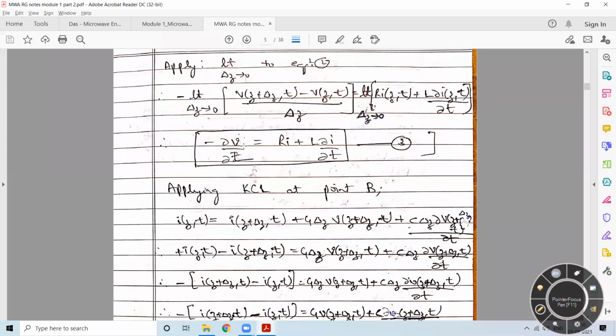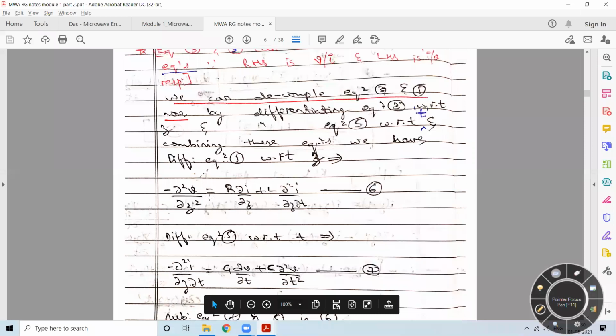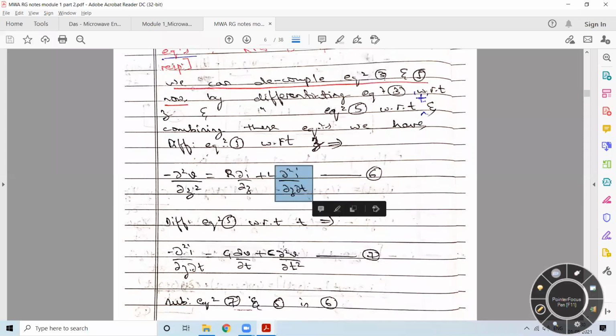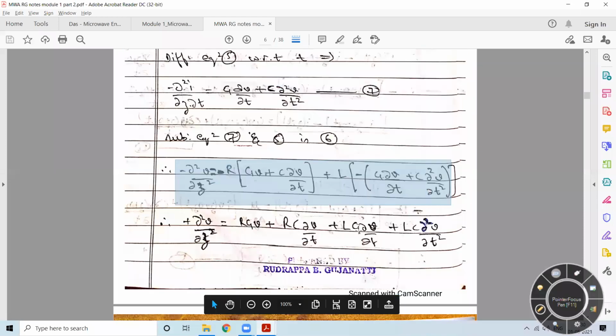In that one, I had V on the LHS and I on the RHS. Now we are substituting those equations over here. So I have ∂²V/∂z² equal to R into ∂I/∂z, and I replace ∂I/∂z with this equation, and ∂²I/∂z∂t I replace with this equation. When I replace it, this is the equation I'll be getting.